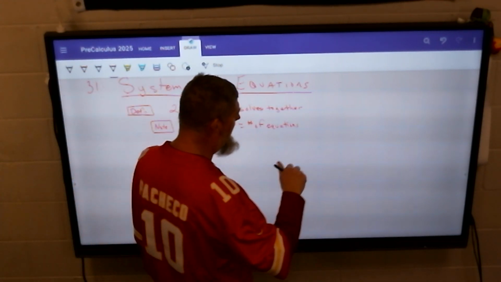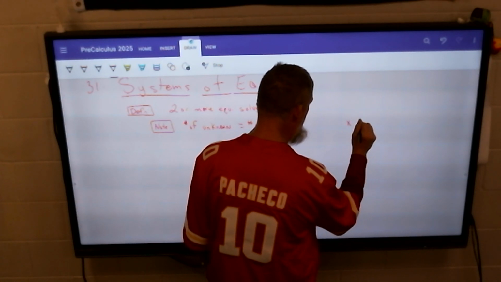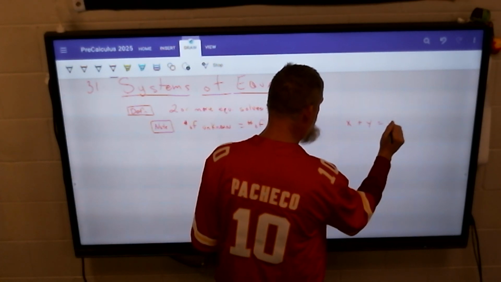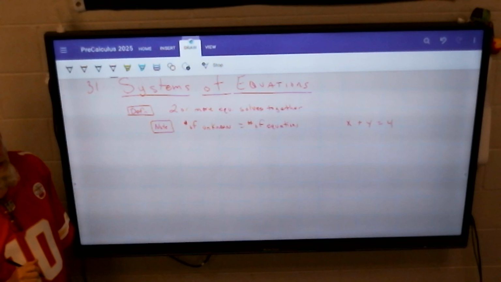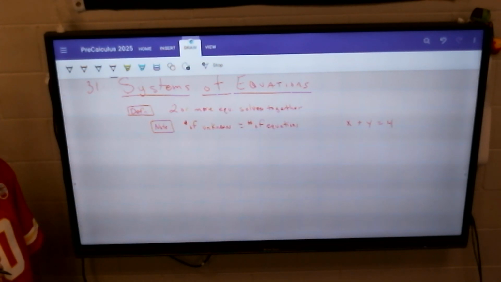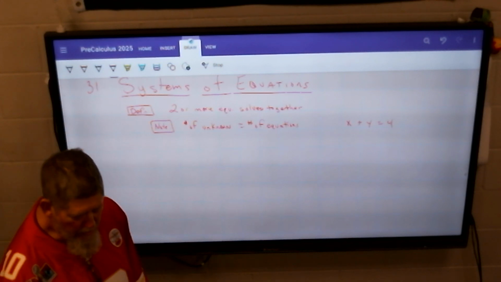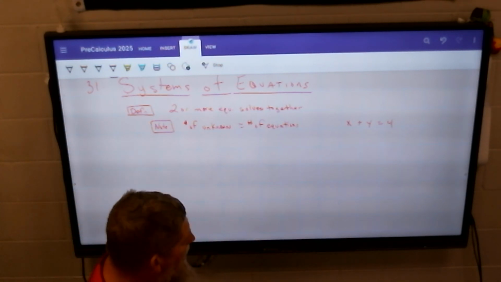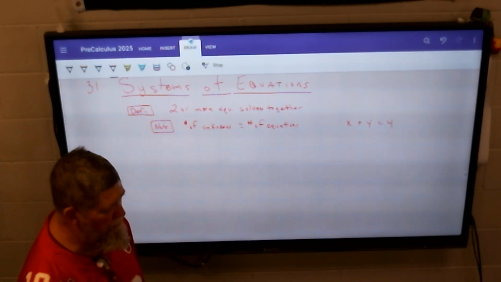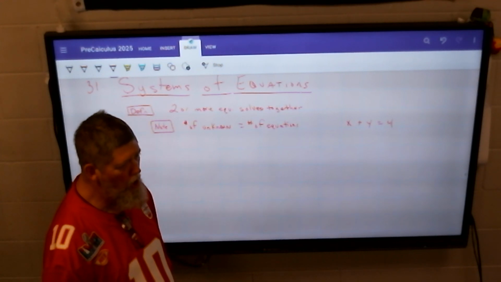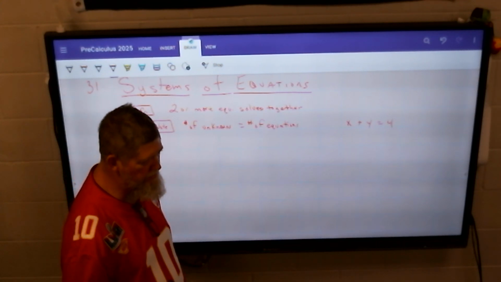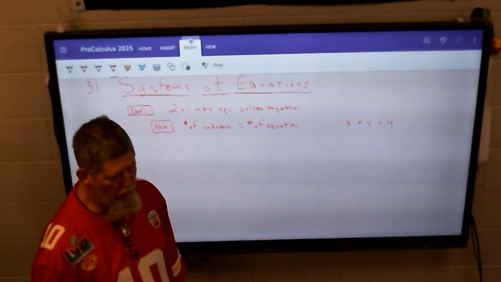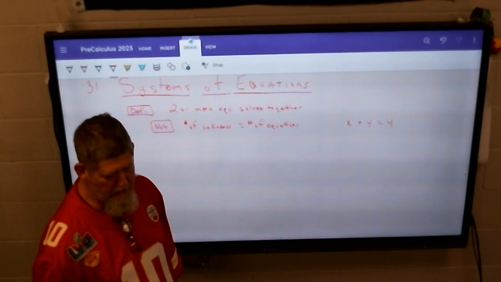So let me give you an example. If I have an equation like x plus y equals 4, how many solutions do we have to that? There's an infinite number of solutions. Because we know like 2 and 2, we have 3 and 1, we have 1 and 3, we have 4 and 0, we have 0 and 4, we have negative 1 and 5, we have negative 2 and 6, we have 0.1 and 3.9. We have an infinite number of possibilities, right?